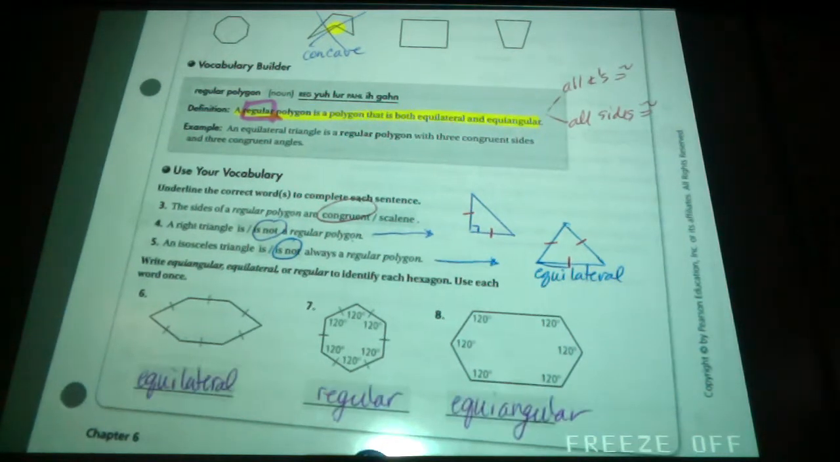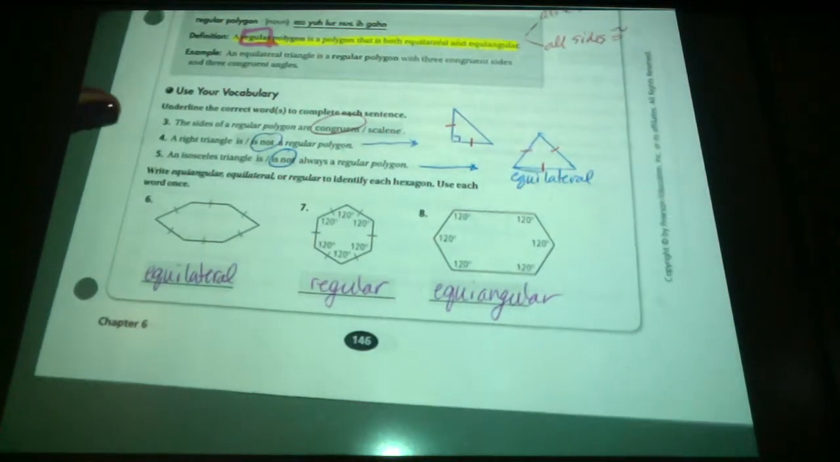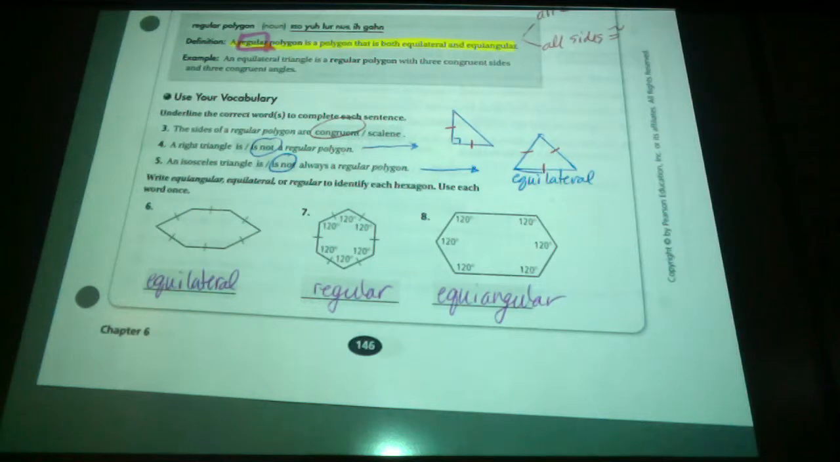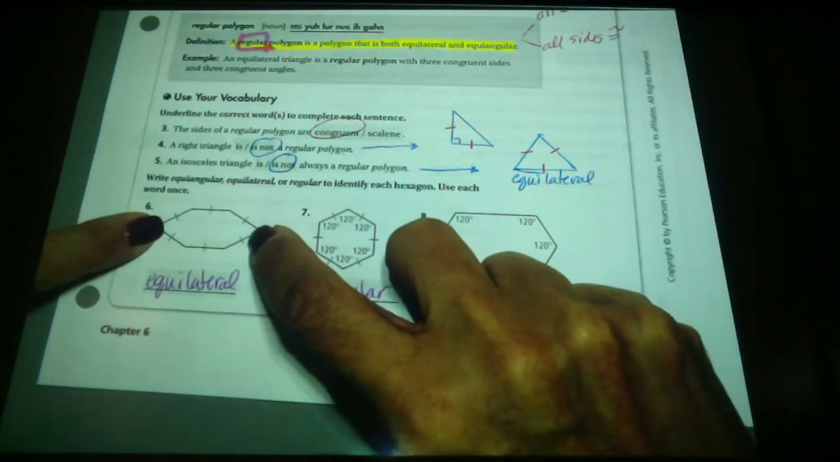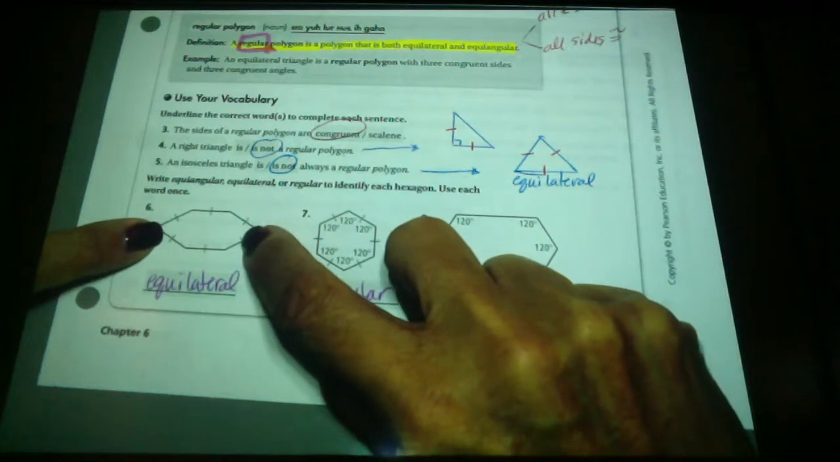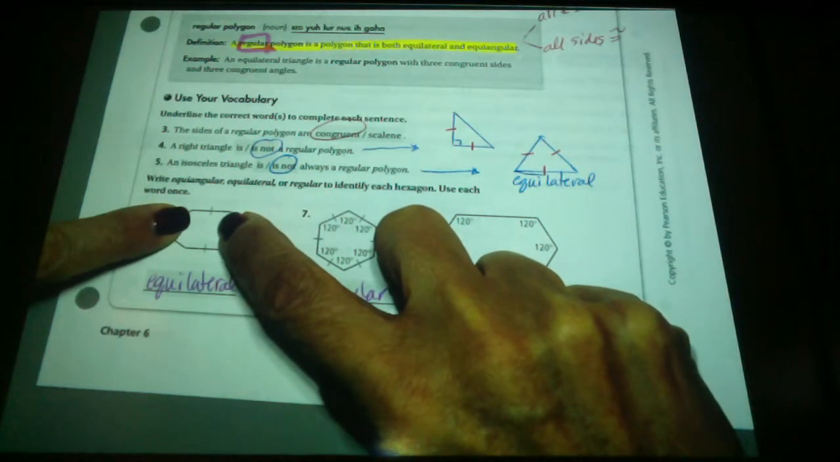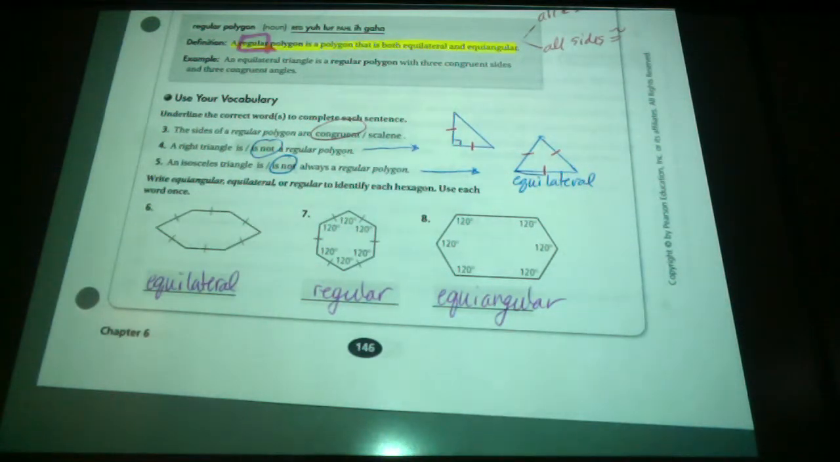All right, so here are your answers. So number 6, Ishak, Bailey, 6 is equilateral because all you can assume is that the sides are equal because they're all equally tick marked. And obviously, these angles are not the same as these angles. These are acute angles and these are obtuse angles. So it can't be equiangular as well.